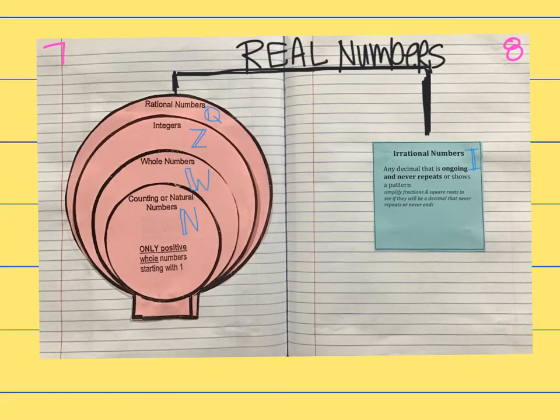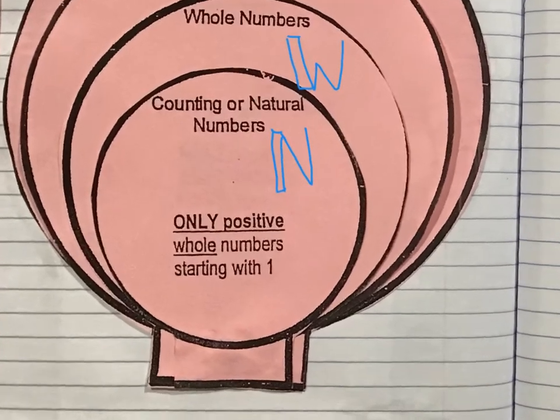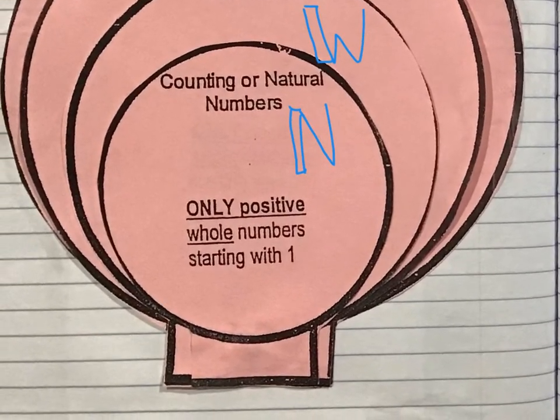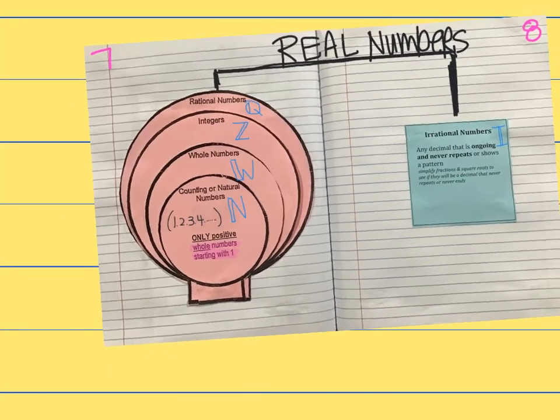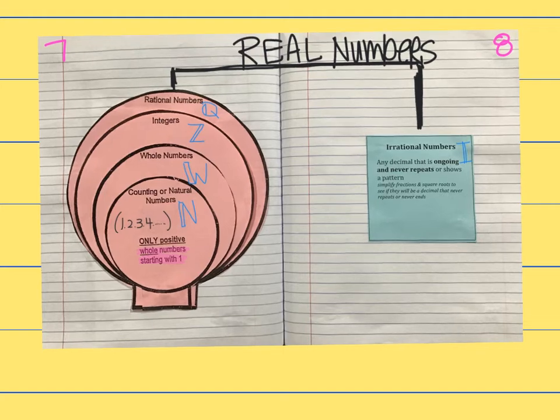On this page, I'm going to look closely. I'm going to zoom in at the smallest circle where the natural numbers are. The thing to know about this one is it starts with 1. It's positive whole numbers only, starting with 1. So, for example, in your journal, you could add that it would start with 1, and then you would continue 1, 2, 3, 4, and so on and so on. Only positive whole numbers starting with 1 is the definition. That is the smallest group of numbers.